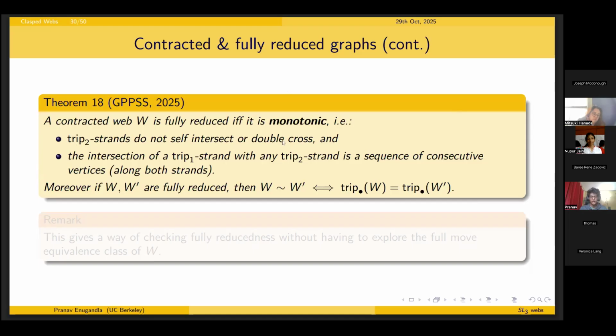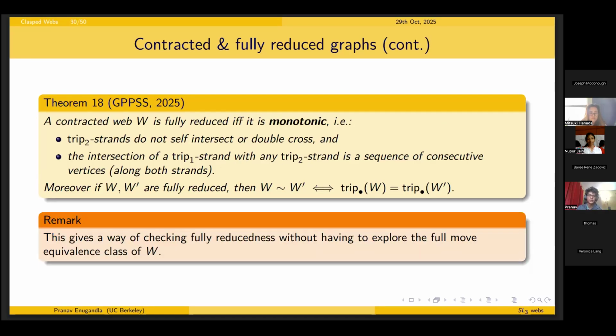And also there's this condition on trip 1 and trip 2 strands. If you have any trip 1 and trip 2 strands that intersect, then they travel together for a while and then they diverge and they never come back together. So this is just some combinatorial condition on these trips. Given a contracted hourglass plabic graph, you just draw all the trips and check these two conditions. If it satisfies both, you know it's going to be fully reduced. So you don't actually have to check all the move equivalent things.